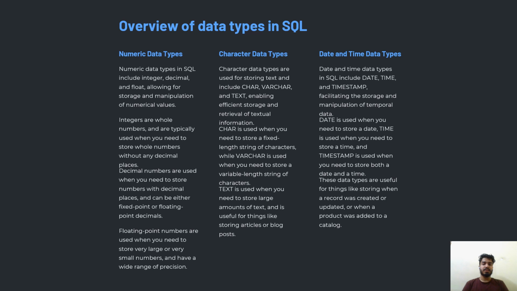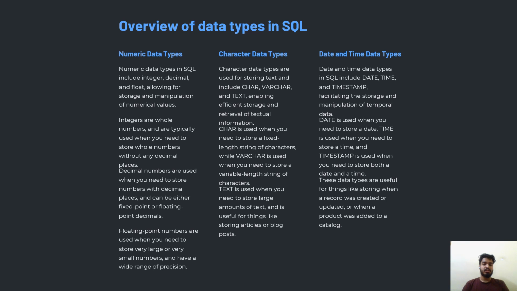Overview of data types in SQL. Numeric data types, character data types, date and time data types. First, let's start with numeric data types. Numeric data types in SQL include integer, decimal, and float, allowing for storage and manipulation of numerical values. Integers are whole numbers and are typically used when you need to store whole numbers without any decimal places.